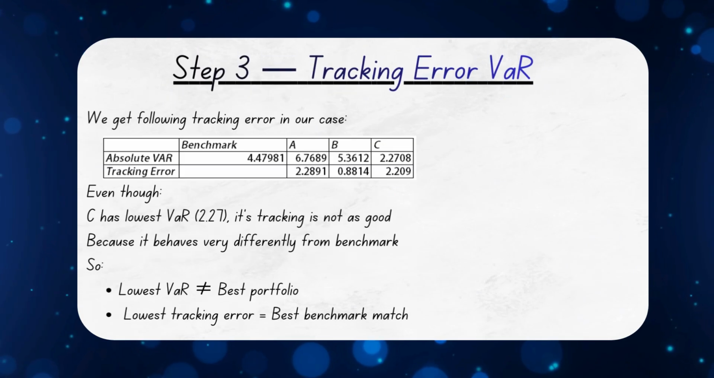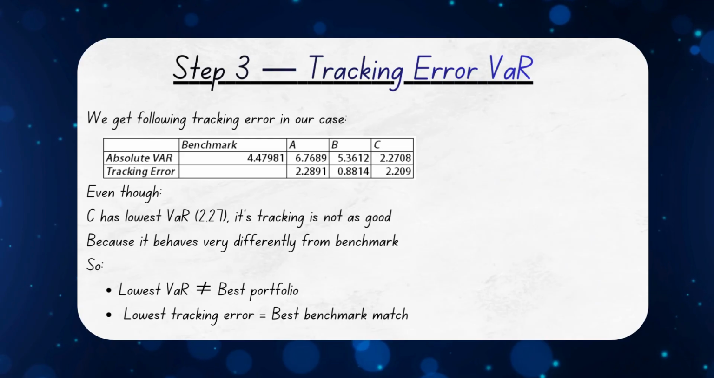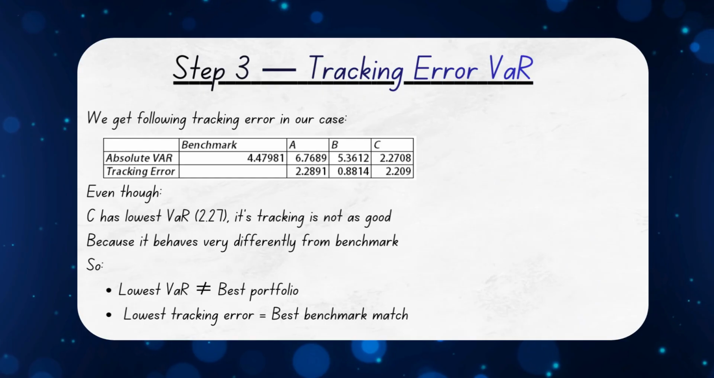Finally, we compare tracking errors. Even though portfolio C has the lowest VaR of 2.27, it doesn't track the benchmark well. Remember, lowest VaR doesn't mean best portfolio. Lowest tracking error gives the closest match.